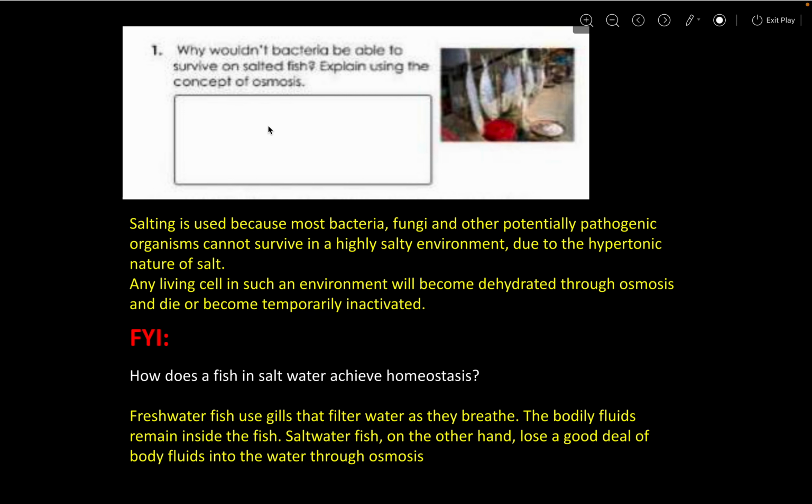why wouldn't bacteria be able to survive on salted fish? Explain using the concept of osmosis. Salting is utilized because most bacteria, fungi, and other potentially pathogenic organisms cannot survive in a highly salty environment due to the hypotonic nature of salt, wherein any living cell in such an environment will become dehydrated through osmosis and die or become temporarily inactivated.